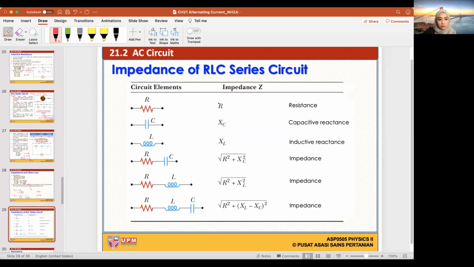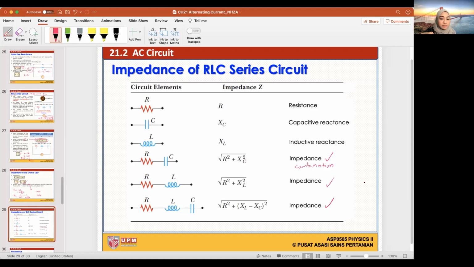This is the symbol for a resistor. This is the symbol for a capacitor, capacitive reactance. This is the symbol for an inductor, inductive reactance. This is when you have a combination of resistor and capacitor: R squared plus XC squared, square root, is the impedance. It's called impedance because it's a combination. And then we have a combination of resistor and inductor. R squared plus XL squared, square root, is still called impedance. And we can have the three together, also impedance.